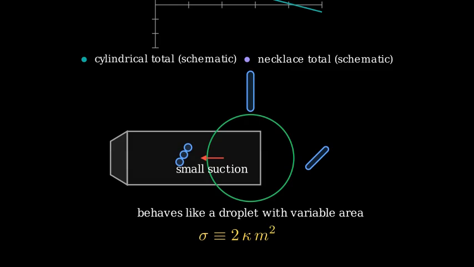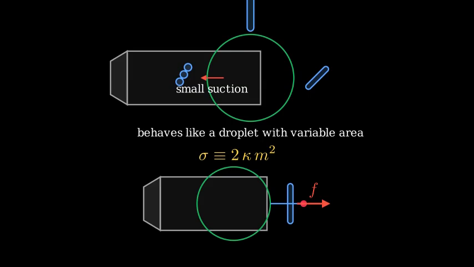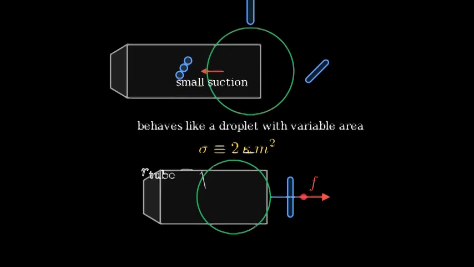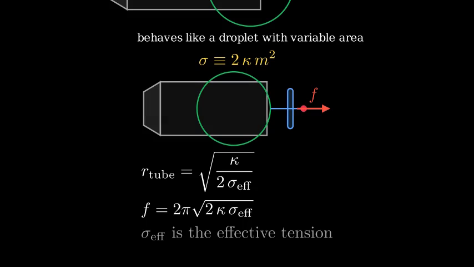A second mechanism uses external forces applied locally. Imagine holding a vesicle with a micropipette and pulling a membrane-bound bead using optical tweezers or magnetic tweezers. The pull draws out a thin tether or nanotube. The classical relations are: the tube radius equals the square root of kappa over 2 sigma effective, and the pulling force equals 2 pi times the square root of 2 kappa sigma effective.